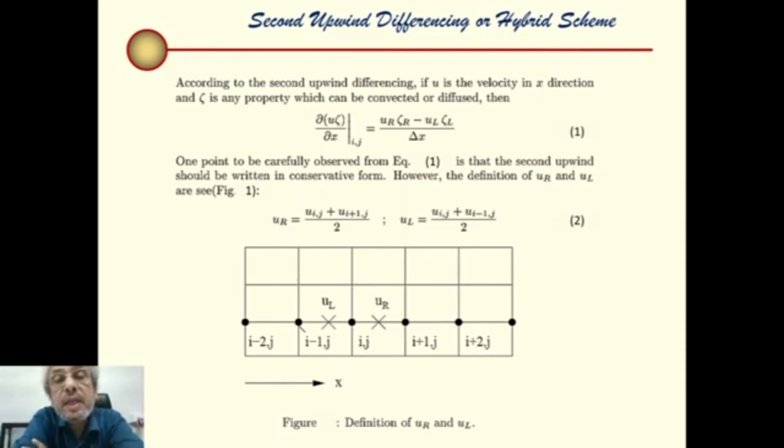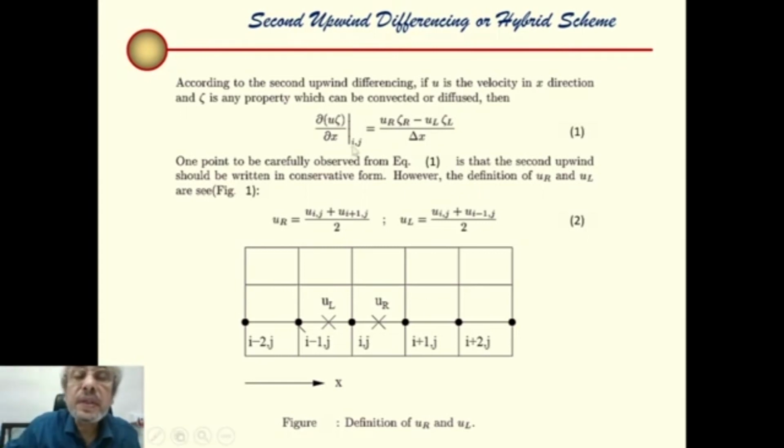The second upwind differencing, you will see built in all the commercial codes, like if you use Fluent, Star-CCM, CFX, everywhere you will see the options of discretization are given, and one of the options is second upwinding. Now what is the second upwind method? I will discuss that.